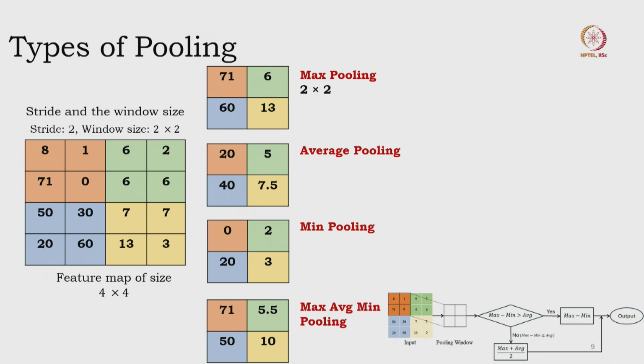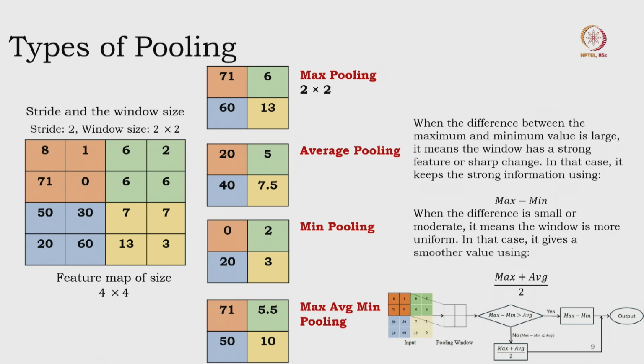So these are 4 different poolings, and if you understand the intuition, when the difference between the maximum and minimum value is large, that is, when this difference value is very large, which is 71 in our case in the first example, it means that is the window which has strong features, or there is a sharp change there.